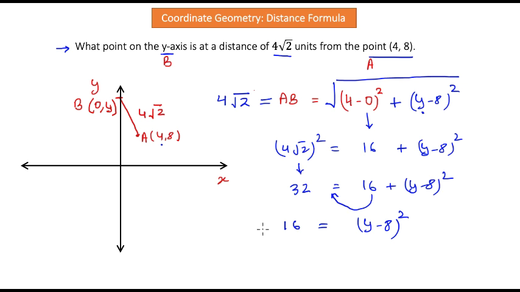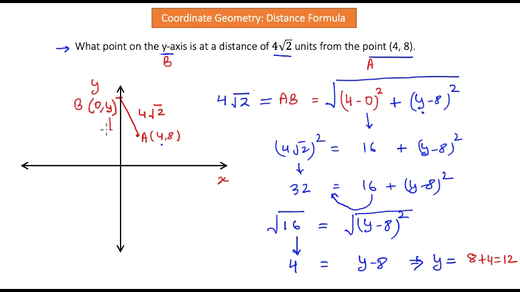Now you can take the square root on both sides. As I simplify, this will reduce down to 4, and this will be equal to y minus 8. Or in other words, y is equal to 8 plus 4, which is 12. So this value of y is equal to 12. So the coordinates of this unknown point B, which is on the y-axis, are 0, 12, right? So this is one application of the distance formula, how you find an unknown by applying this principle of the distance formula, right?